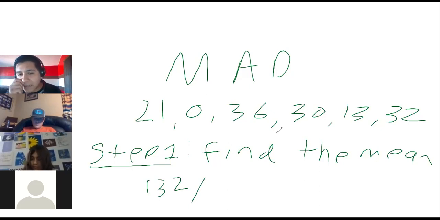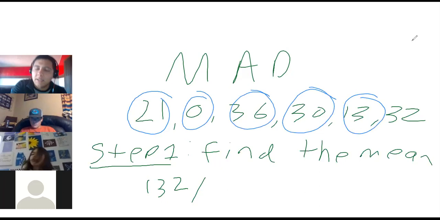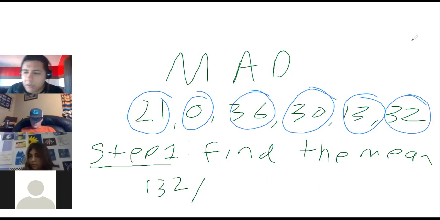And now we're going to divide that. What are we going to divide that by? Our total added is 132, but we're going to divide it by what? How many numbers are here? So 6. 6, yes. We have 1, 2, 3, 4, 5, 6 numbers, okay? And we also include that 0.